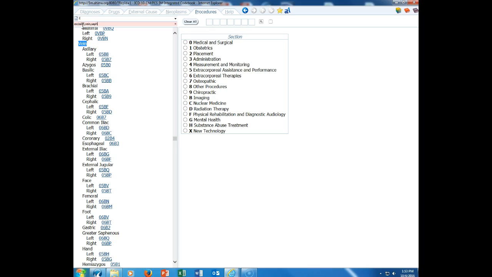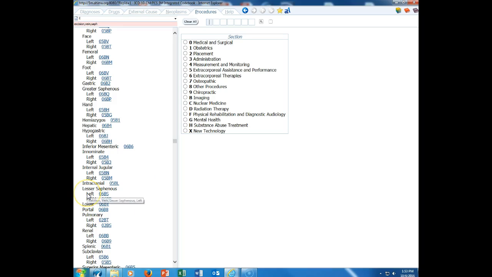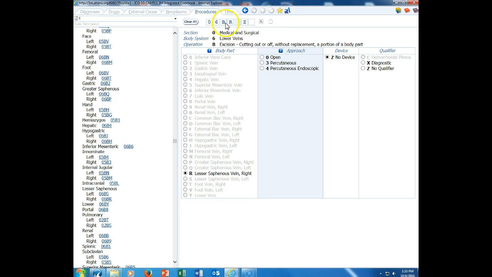Then we have to do the excision of the saphenous vein, and this was the lesser saphenous. And it's on the right. 06BR, your book tells you that this was a percutaneous approach, and there's no qualifier. 06BR, did it say open? I thought it said percutaneous. Nope, I'm sorry. It's not percutaneous, it's open. 06BR0ZZ. So that's what your textbook says.